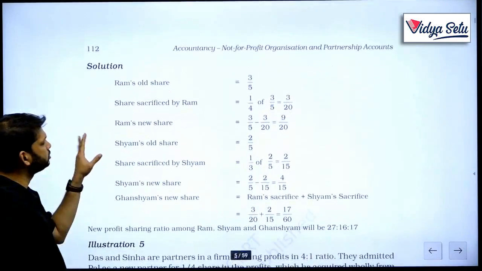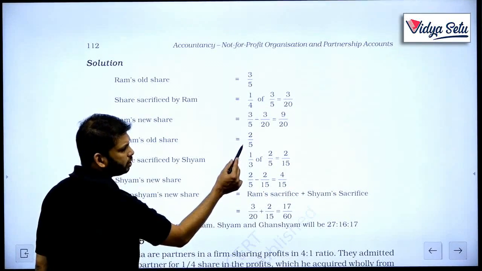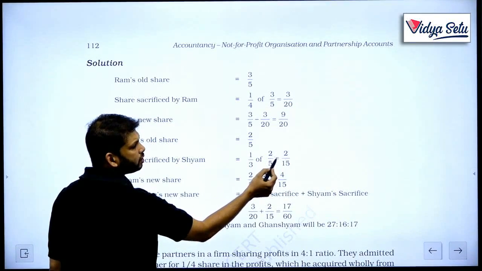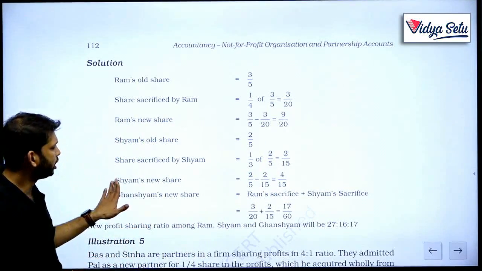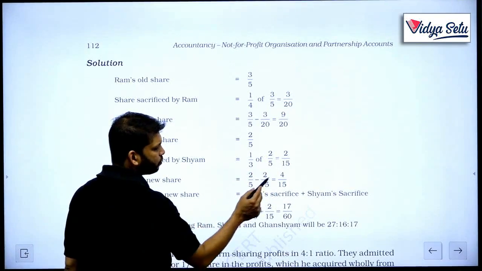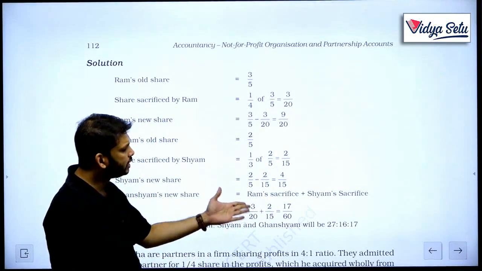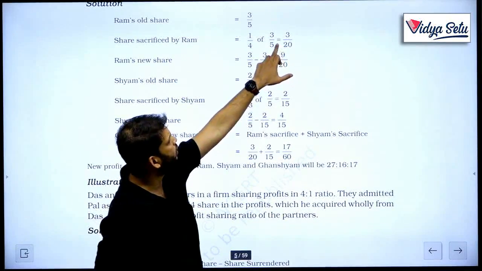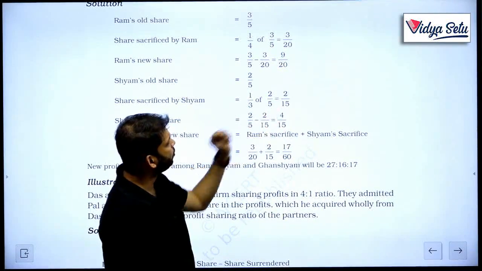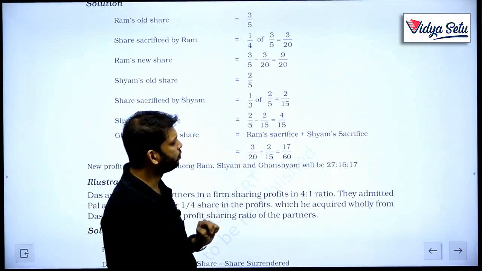In the same way we will calculate for Shyam also. Shyam's whole share was 2 upon 5. He is sacrificing 1/3 of his share. That means he is sacrificing 1 upon 3 multiplied by 2 upon 5, which is 2 upon 15. So Shyam's new share becomes 2 upon 5 minus 2 upon 15. Whatever is their sacrifice is the gain for the new partner Ghanshyam. So he got 3 upon 20 from Ram and 2 upon 15 from Shyam. If we add both, we get his share.